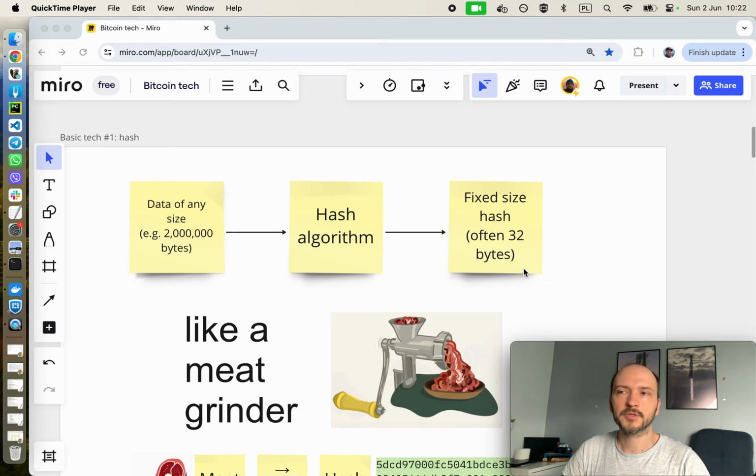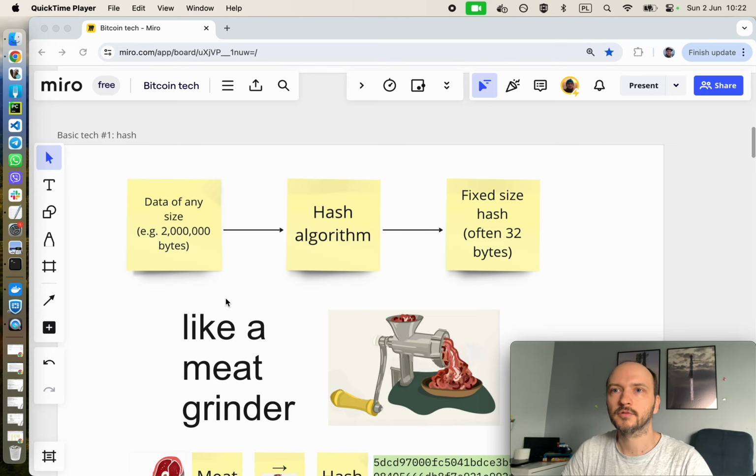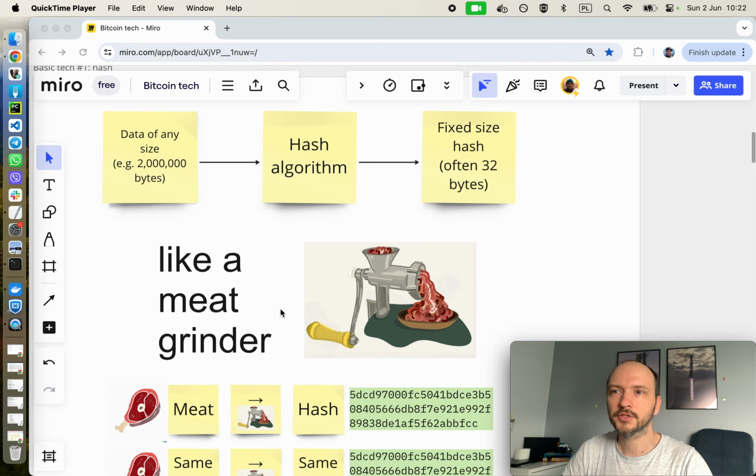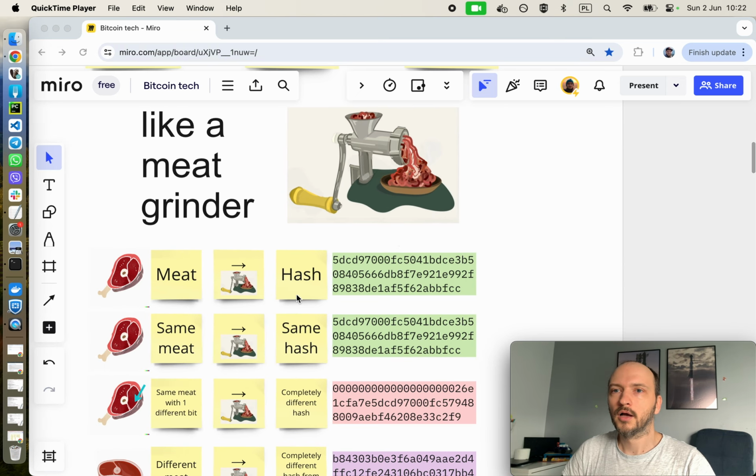It may be bigger or smaller, but that's a kind of average size of a hash. And this size doesn't depend on the size of the input. But the contents of the hash, of course, depend on the contents of the input. And you can imagine this algorithm as a meat grinder: you give some meat as input to it, and it produces the result, right?